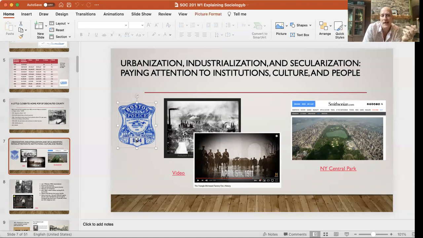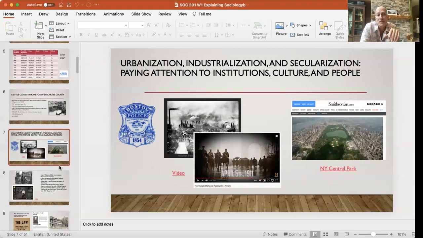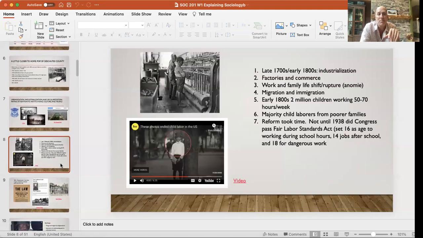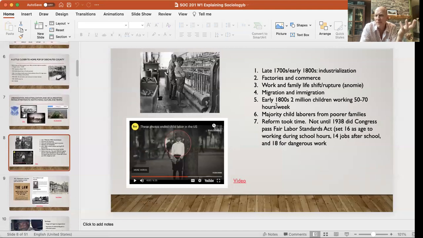Thinking about it, this little icon here, Boston Police Department, the first police department in the United States, 1854. So, okay, it's interesting, right? So societies are developing and changing. New institutions are needed, even things like public parks, and the role that public parks play in communities and people's lives. Now, just a little bit more information.